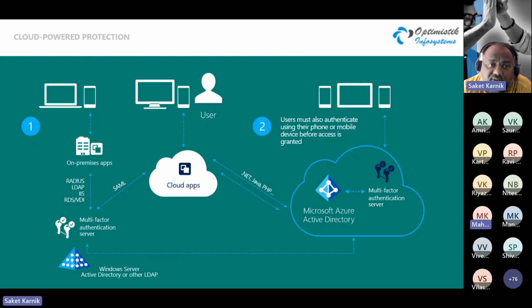So this is in case of the on-premises thing. But at the same time, if I'm communicating directly with Azure Active Directory, there also there is a built-in multi-factor authentication server. I just need to enable it. So two different scenarios presented. Via cloud apps, I'm communicating with on-premises services, or via cloud apps, I'm communicating with cloud services only with the help of Azure Active Directory directly. Yes?